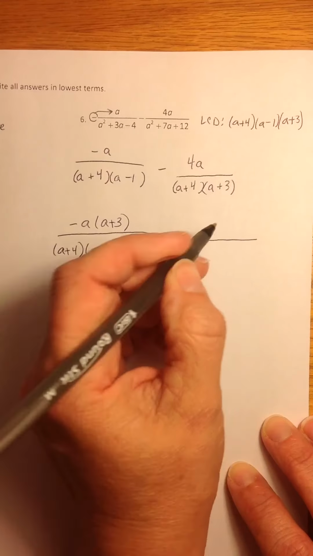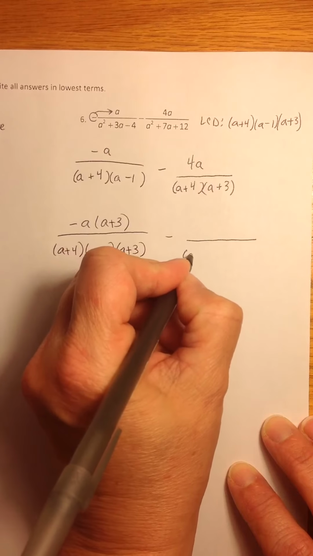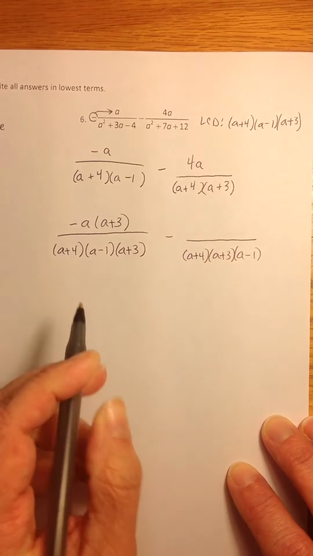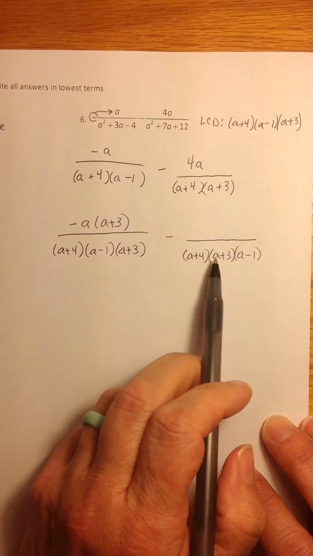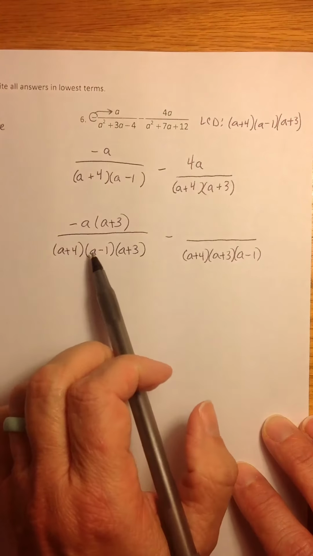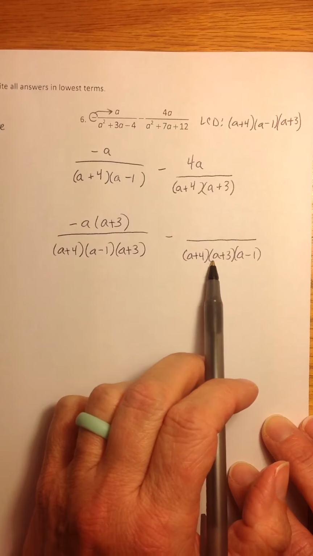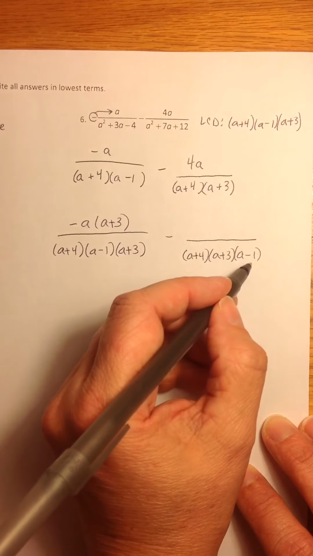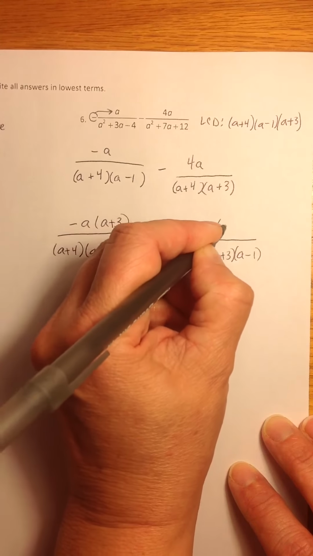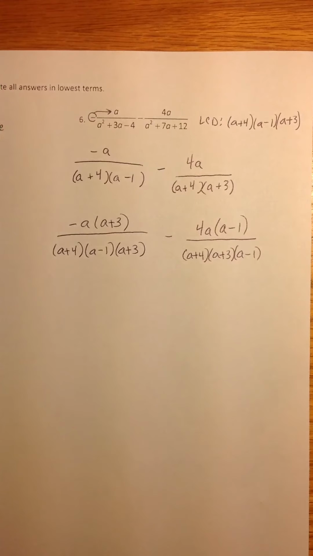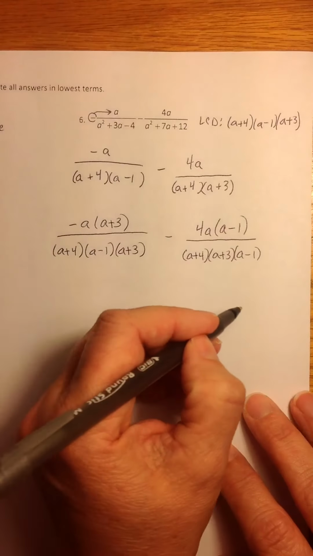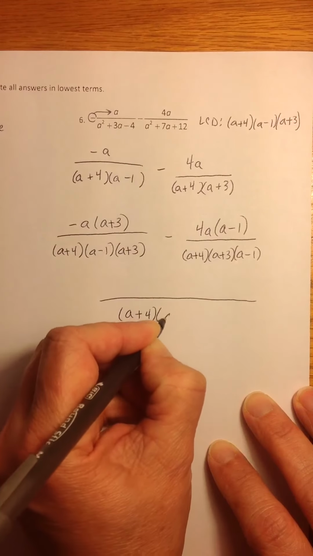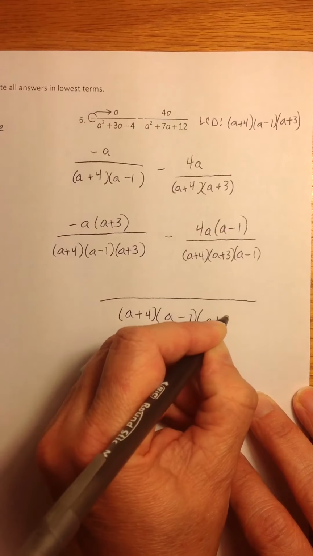The other one is missing an a minus 1. So I'm going to do a plus 4, a plus 3, a minus 1. It doesn't matter the order in which these factors are written. You can tell that this is not the same order, but they are identical in all 3 factors for both denominators. Now, I added a minus 1 down here, so I'm going to take 4a times a minus 1. Once you get to like denominators, you're in a position to draw one fraction bar and say that my denominator is a plus 4 times a minus 1 times a plus 3.